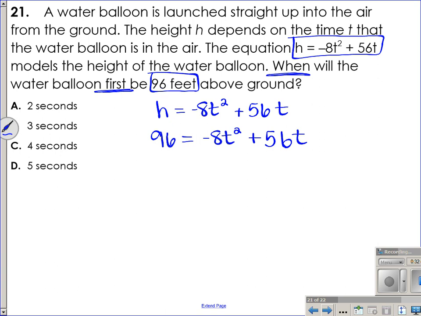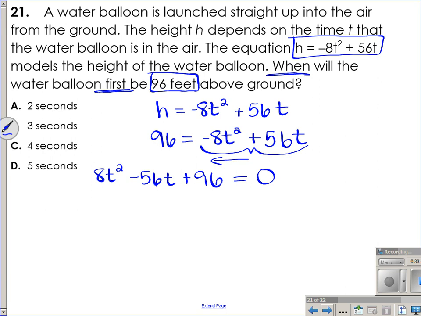Well, in order to solve for t, we have to factor. Well, I don't like the equation the way it is right now. First, I want to get the -8t squared to be positive. So I'm going to move both of these terms over to the left. That means I have to add 8t squared, so I get a positive 8t squared, and I have to subtract 56t. I already have a positive 96 on the left, and that leaves me with 0 on the right.